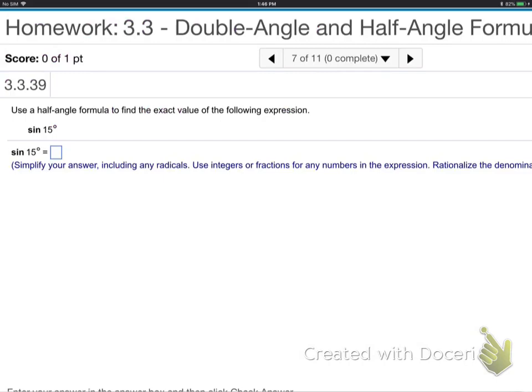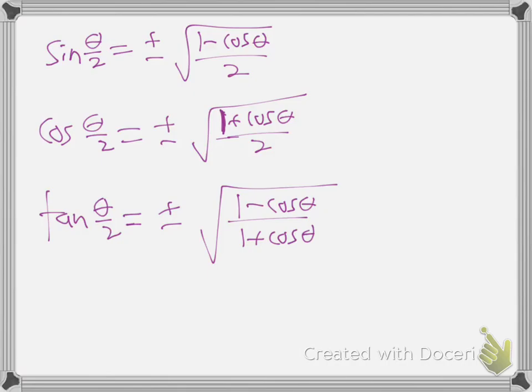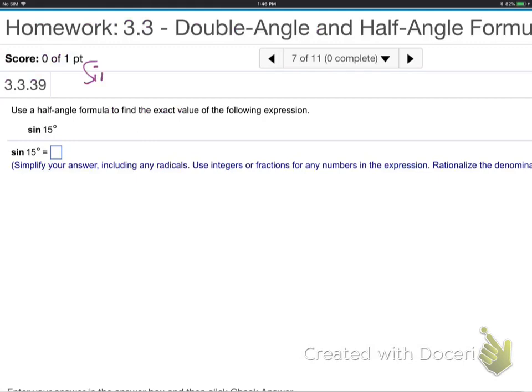See the pattern. Let me help you observe the pattern. Math, science, all about patterns. They're saying, say you have the sine of some angle over 2. That's going to be plus or minus the square root of 1 minus the regular cosine over 2. Let me put it right here for us to look at. Sine of theta over 2 is plus or minus the square root of 1 minus cosine theta all over 2.